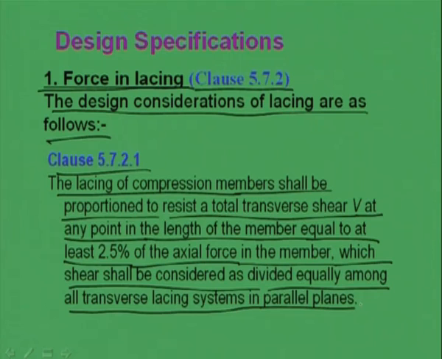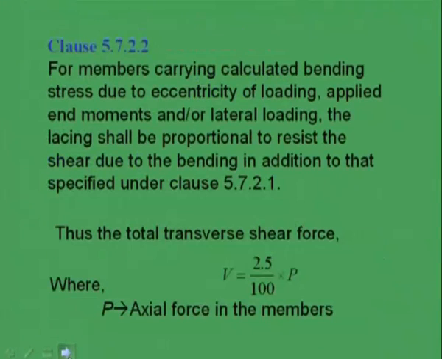This will be clear when we go through the example and when we derive the equations. So, what we have seen is that the transverse shear V at any point will be equal to 2.5% of the axial force in the member, and this shear shall be considered as divided equally among all transverse lacing systems in parallel planes. So, this we have to maintain.